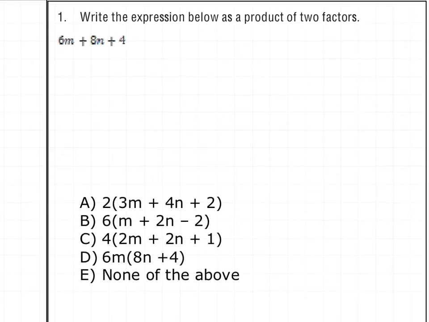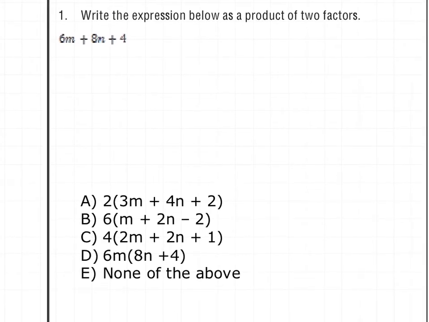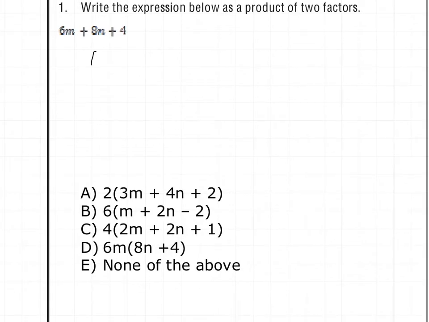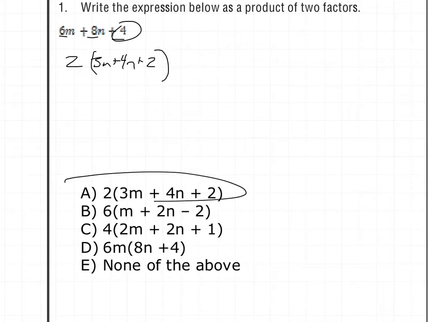Sliding over here, write the expression below as the product of two factors. So we're going to factor this out, figure out what we're multiplying here. My common factor here is looking at the variables. There's no common factors amongst variables because this one doesn't have a variable at all. And our common factor amongst the coefficients is 2 times 3m, 2 times 4n, and 2 times 2 gives me 4, and that's answer choice A.